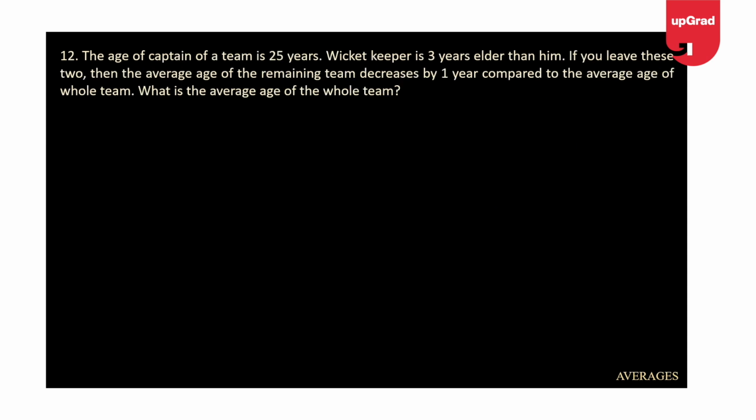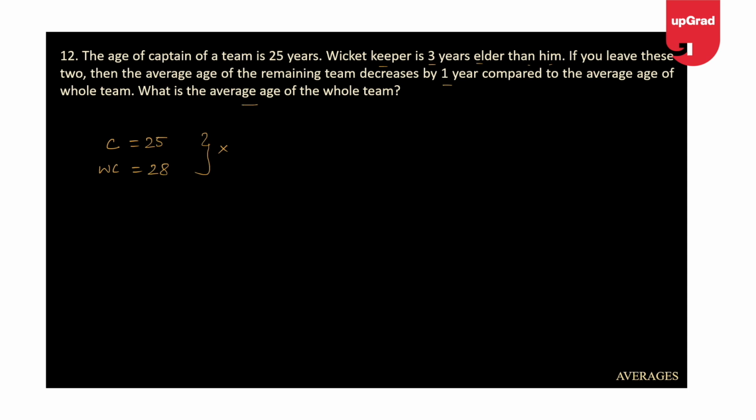Another question on your screen. Now this is a good one. The age of a captain of a team is 25 years. So the captain's age is given as 25 years. Again, I'm not going to go with the conventional method. The wicketkeeper is 3 years older than him, which means if the captain was 25, the wicketkeeper is 28. If you leave these two, okay, we have to leave these two, the average age of the remaining team decreases by 1 year compared to the average age of the whole team.